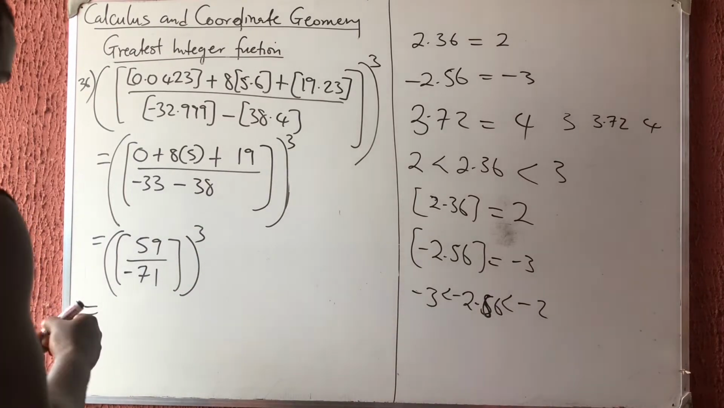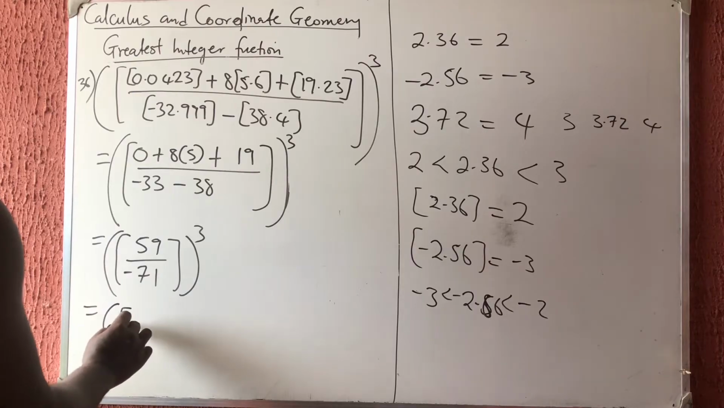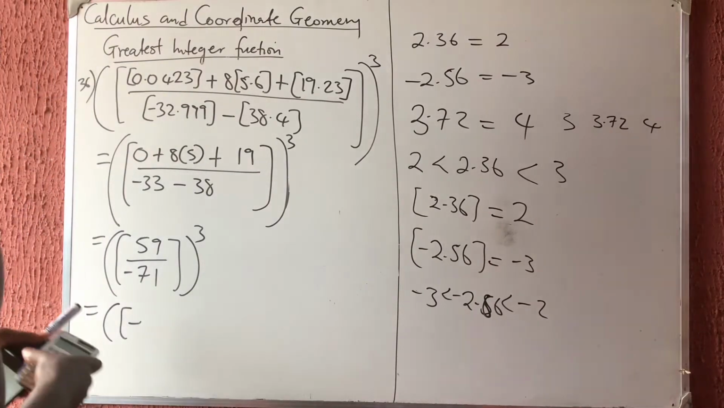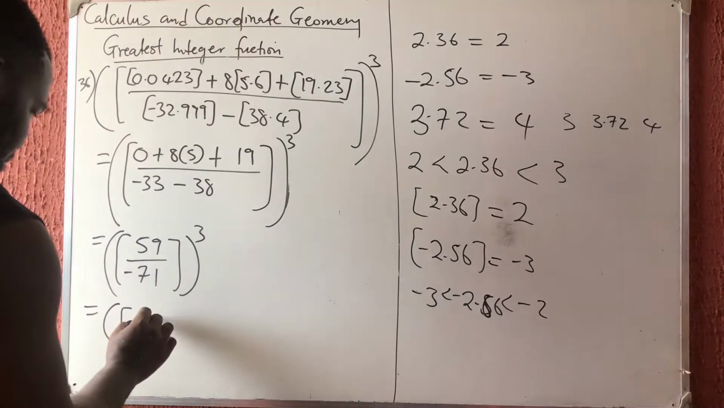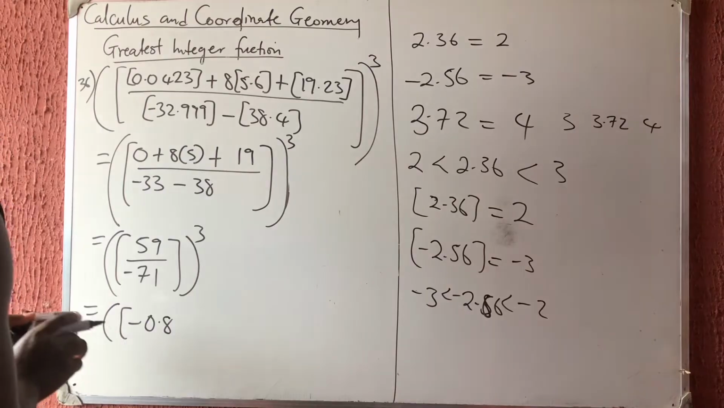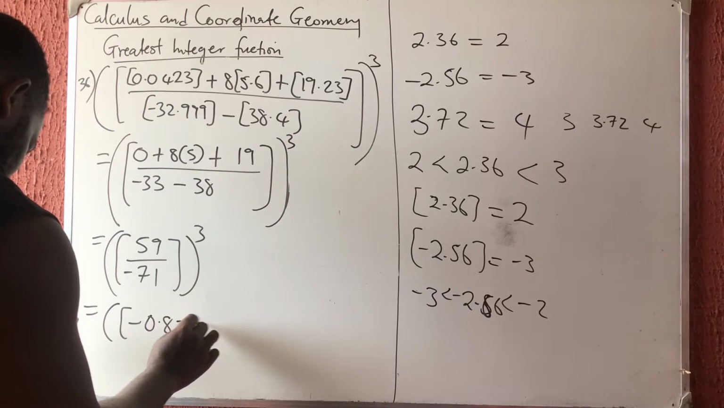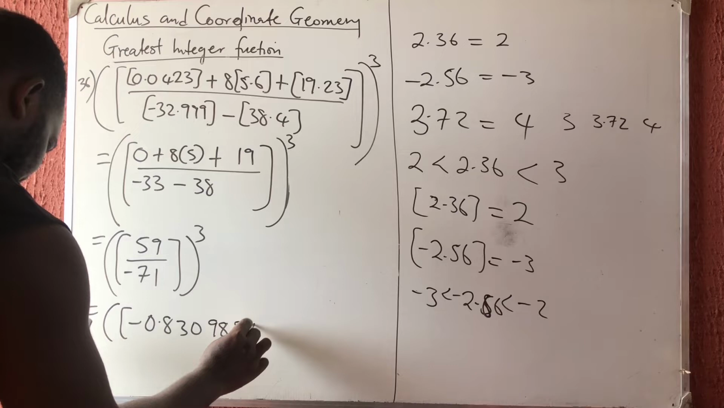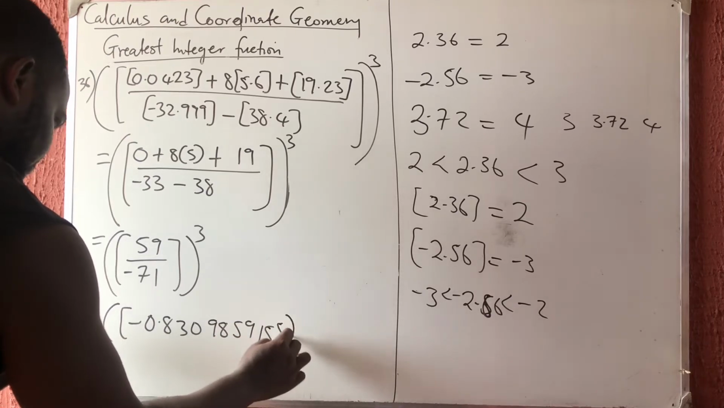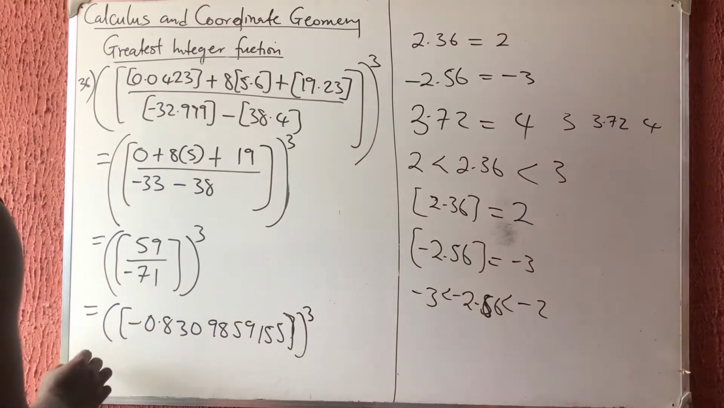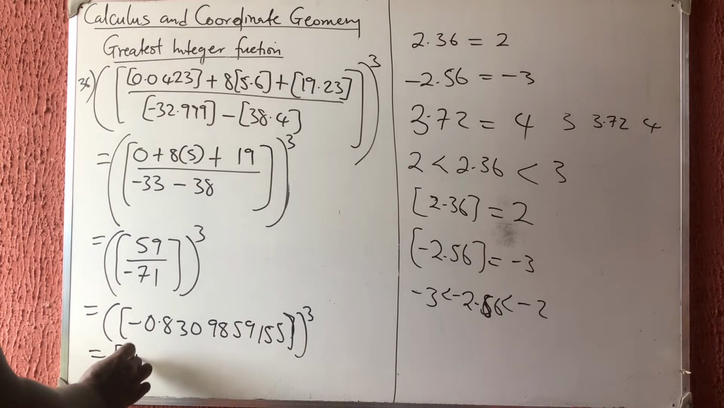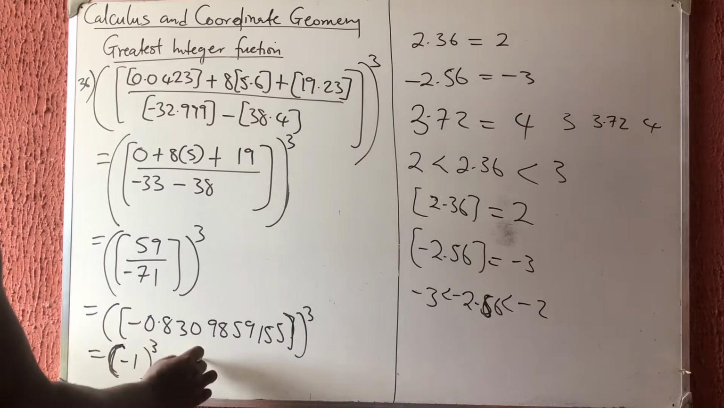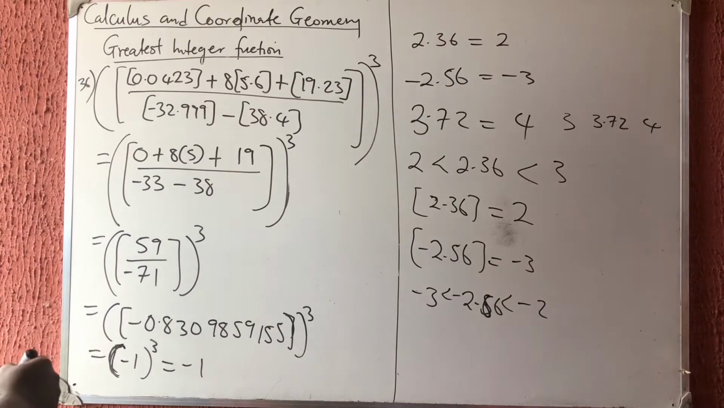So now let us divide. 59 divided by our last answer is going to give us minus 0.8309859155, then raised to power 3. Since this is a negative, we approximate it to be minus 1, raised to power 3, which will give us minus 1. So the answer there is simply minus 1.